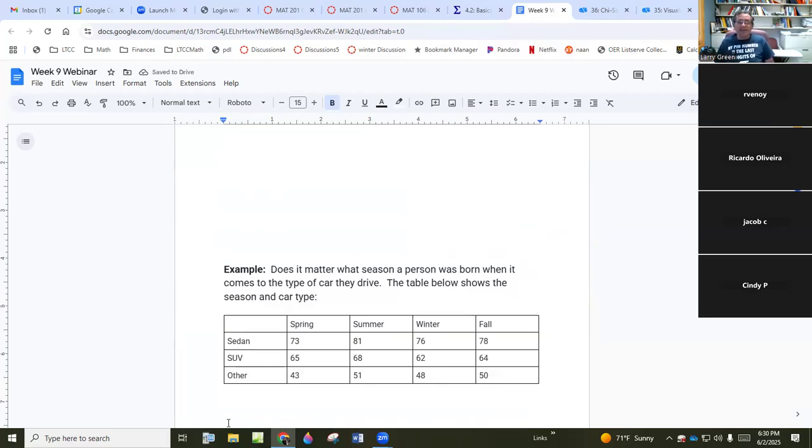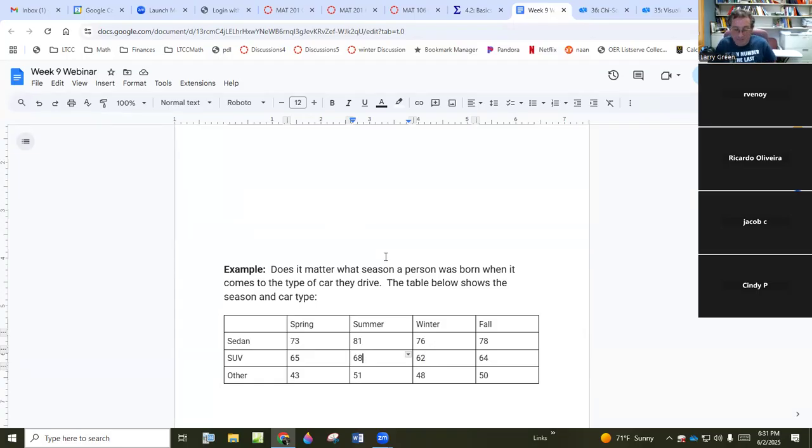The example is: does it matter what season a person was born in when it comes to the type of car they drive? The table below shows the season and car type from a survey that was done. The 73 means that of the survey, 73 people were born in the spring and drive a sedan. For example, 62 people surveyed were born in the winter and drive an SUV. That's how you read these numbers.